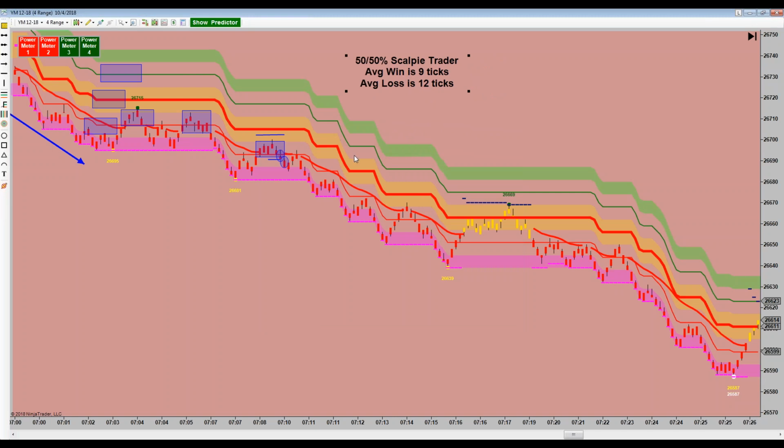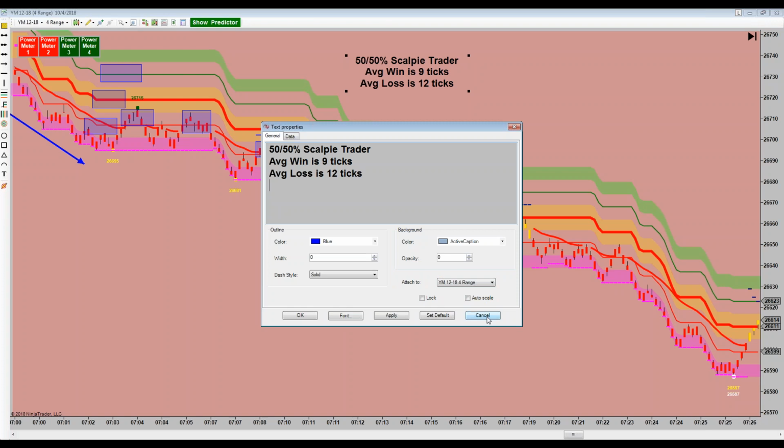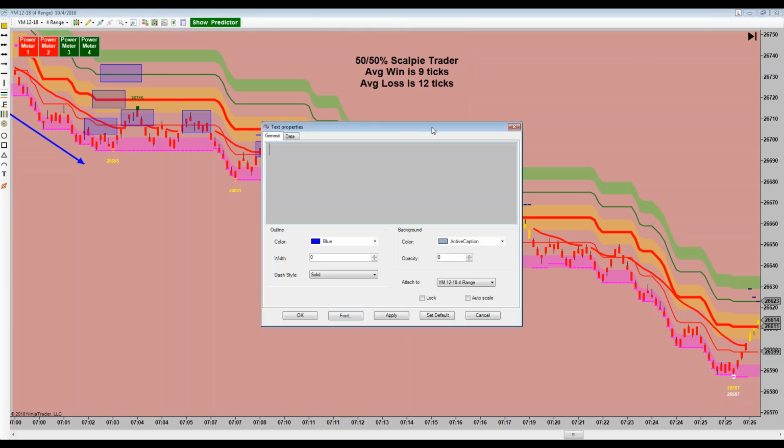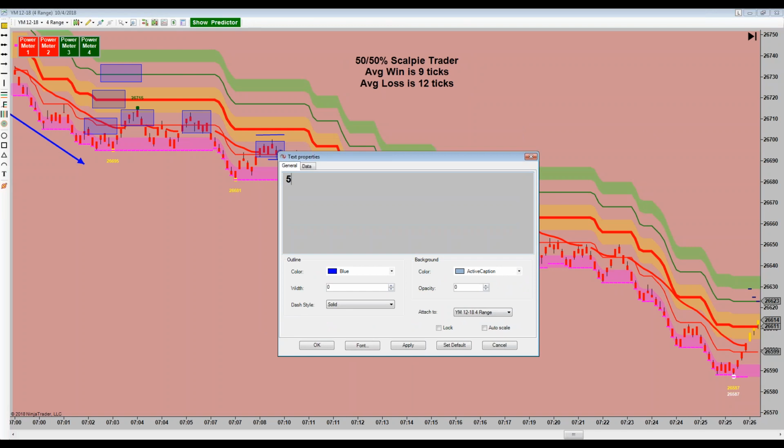That's exactly right. Now, the mentality is, hey, I'm up 9, 10 ticks. I want to take profit. And what happens is, in this case here, you take the profit down here on the scalp, and then you miss a 40-tick run. Let's go with another hypothetical trader here. And let's say this trader is also a 50-50 trader.